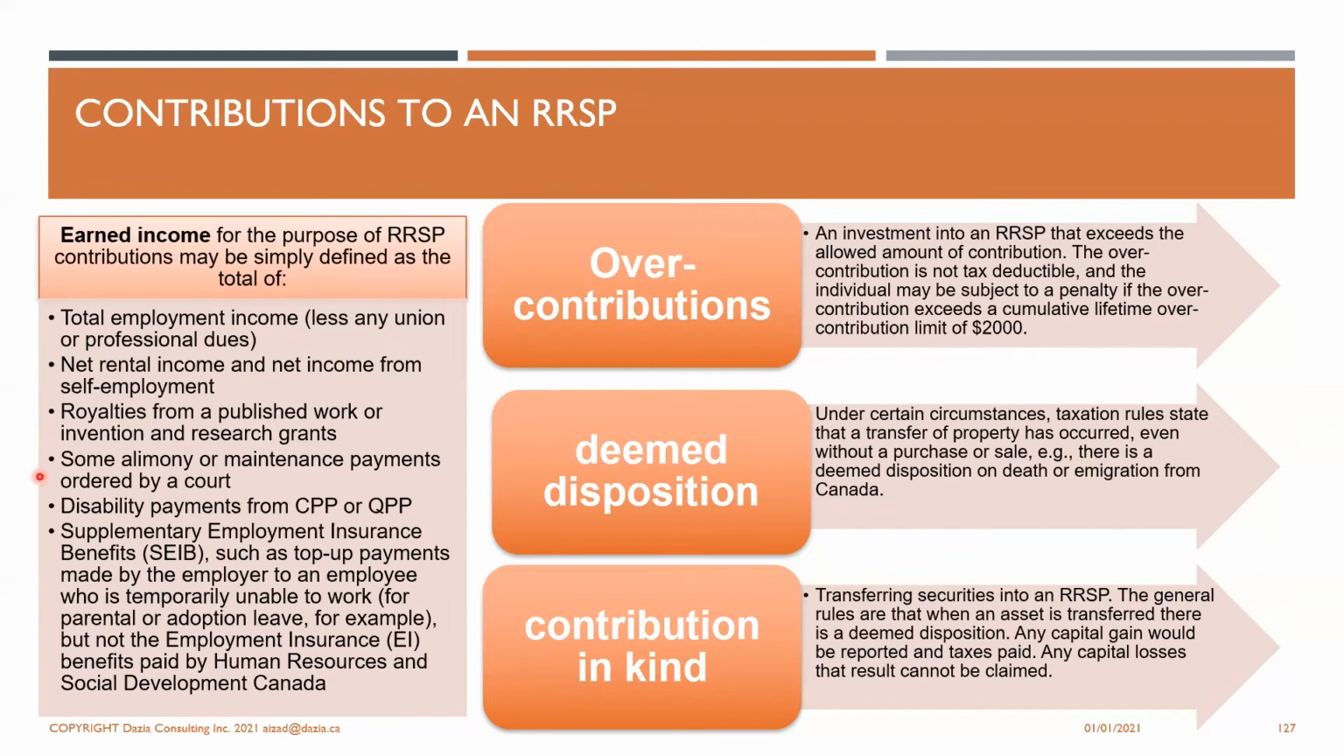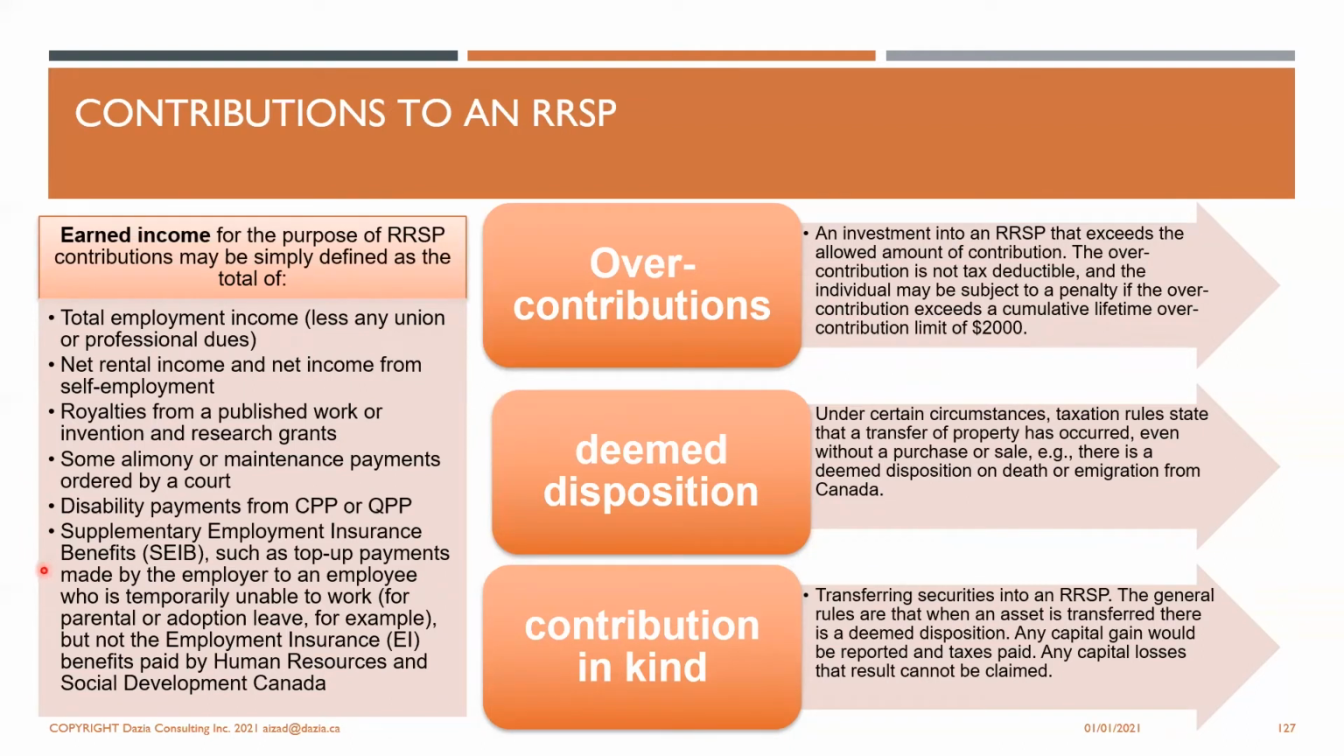Alimony or maintenance payments. If you're getting alimony or maintenance payments, that is considered earned income also, and that can be used for calculating RSP. Disability payments from CPP or QPP, Canada Pension Plan. If you're getting disability payments from them, that also is added.